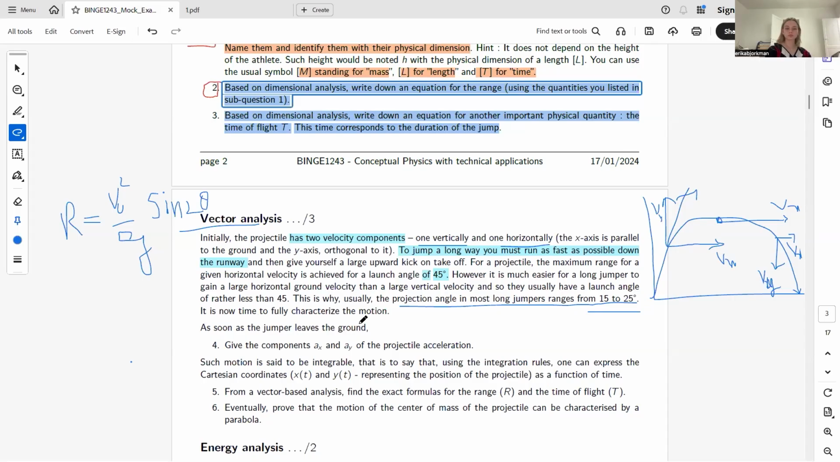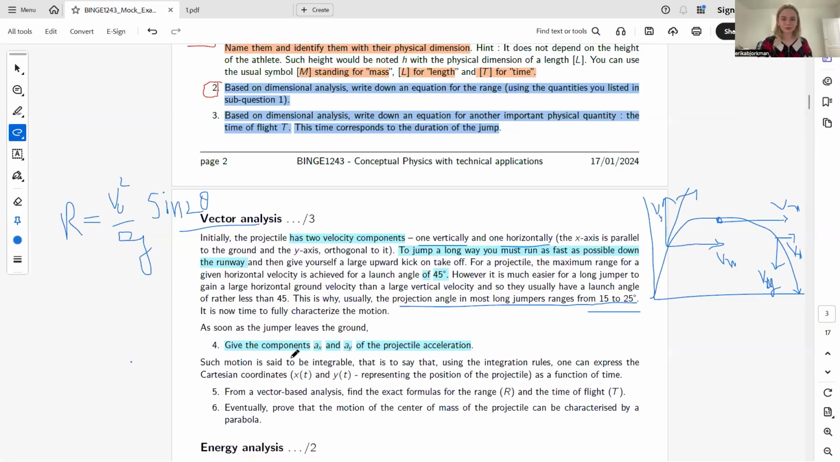It is now time to fully characterize the motion. Okay, so let us resume. In the first part, we need to find the horizontal and vertical components of the acceleration. As the motion is two-dimensional, the acceleration components should be of two types. And keep in mind, there is no interference of air friction, so we can consider the horizontal velocity is constant, then horizontal acceleration ax can be written here.